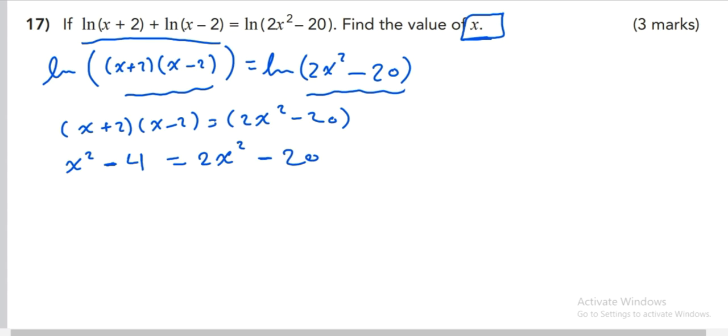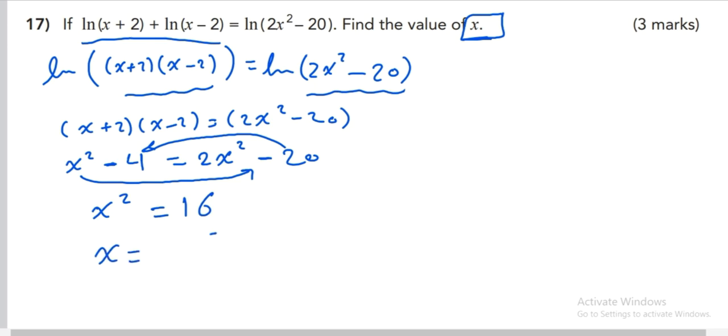Here by collecting x power 2 on one side and numbers on the other side, you will get x power 2 here and negative 20 here. So it will be x to the power of 2 minus x power 2 equal x power 2. Here negative 4 plus 20 equal 16. So x power 2 equals 16.